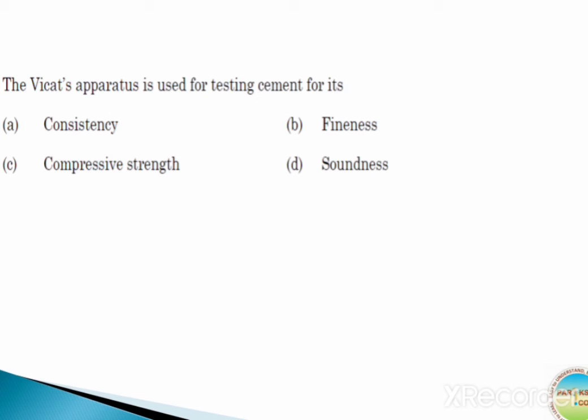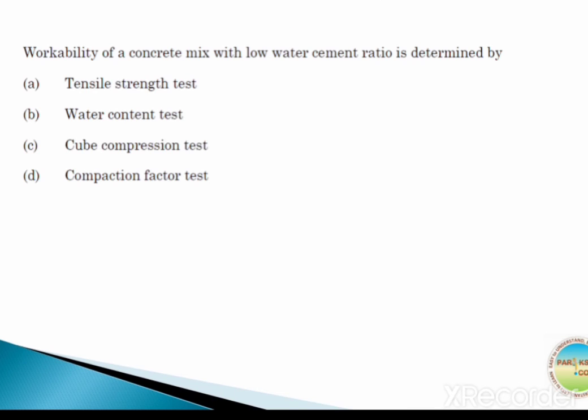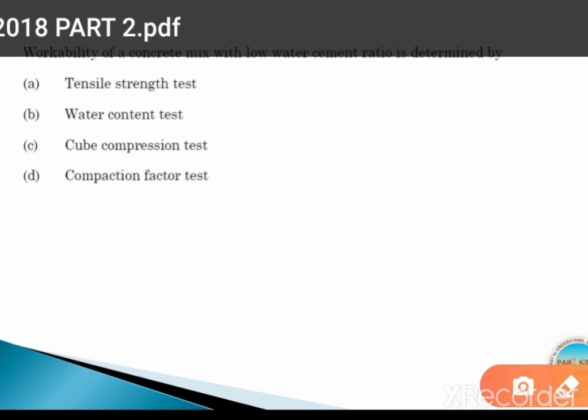Proceeding to the next question. The Vicat apparatus is used for testing cement for its consistency, compressive strength, fineness or soundness. Vicat apparatus we will use to determine consistency of a cement. Next question. Workability of a concrete mix with low water cement ratio is determined by. The correct answer for this question is compaction factor test, that is D.